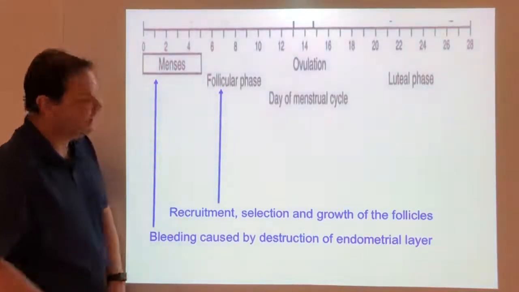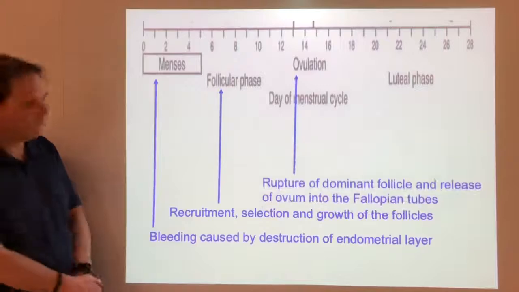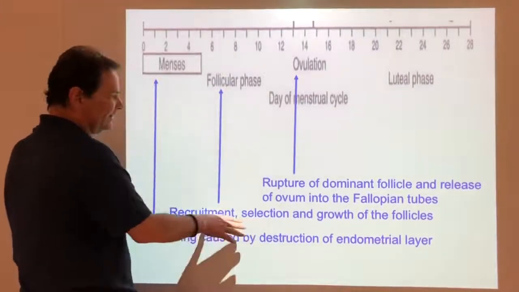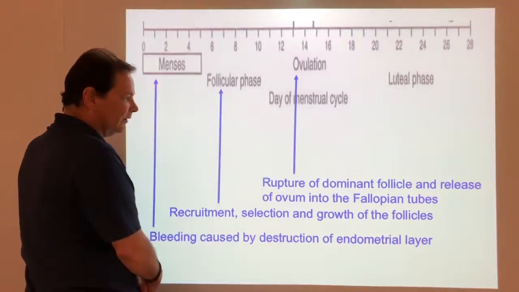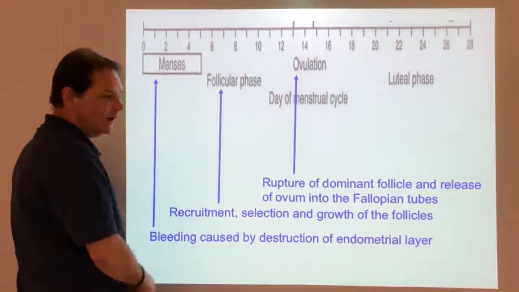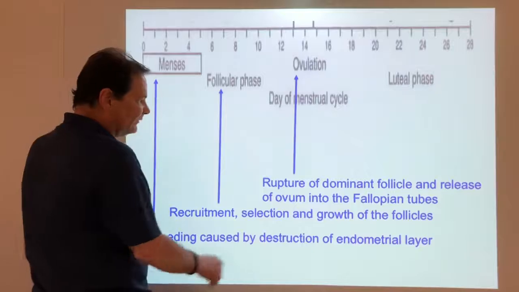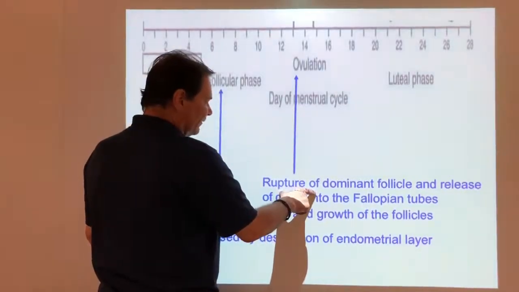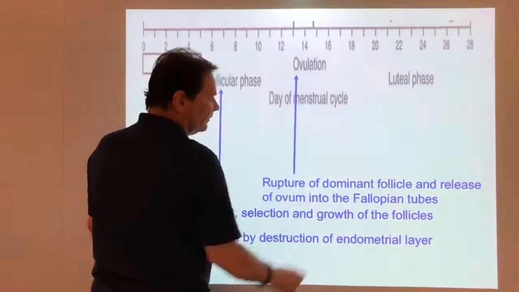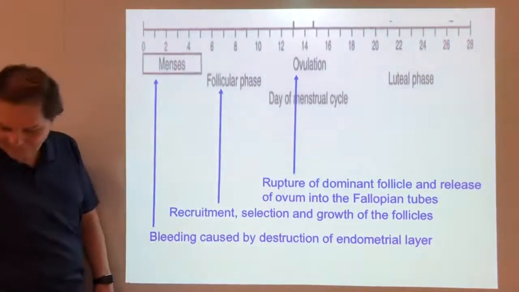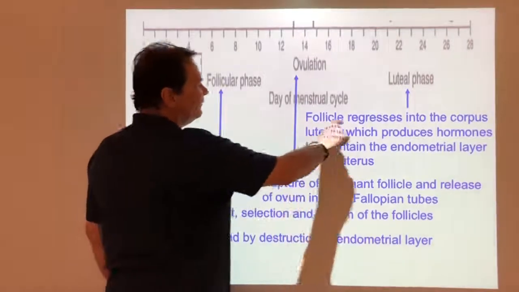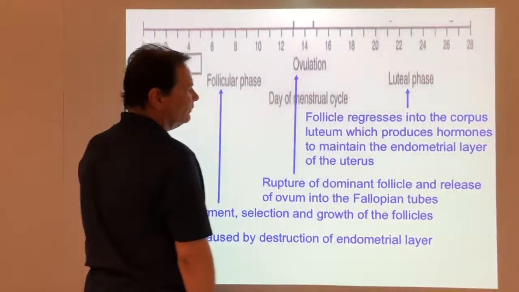And then that dominant follicle is going to ovulate. The ones that are not dominant eventually sort of die and atrophy. The one that does rupture is the dominant follicle. It releases its ovum into the fallopian tubes. That's ovulation. And then that is followed finally by the luteal phase, where the follicle regresses into what's called a corpus luteum.